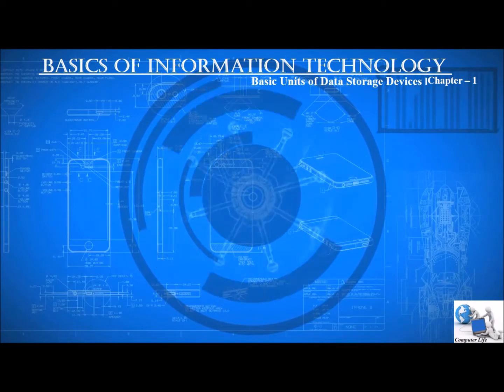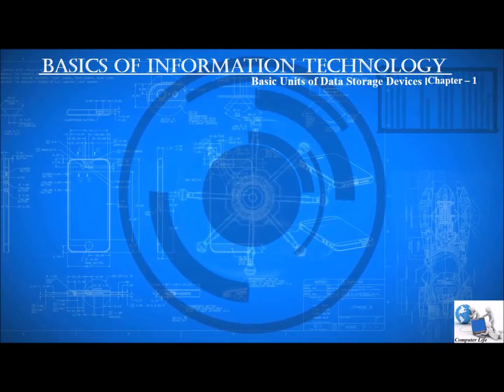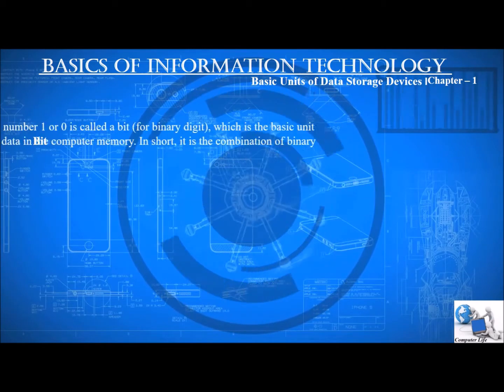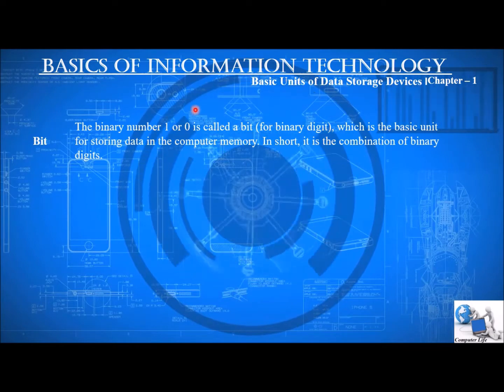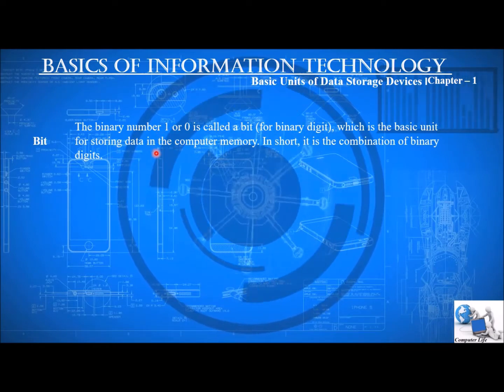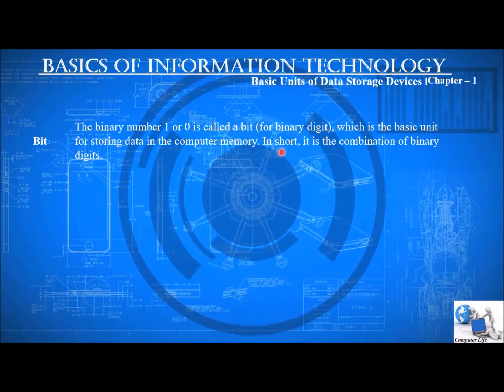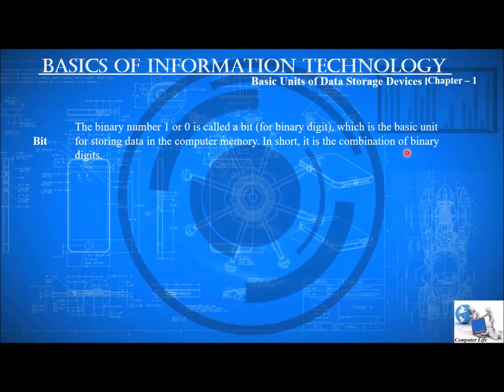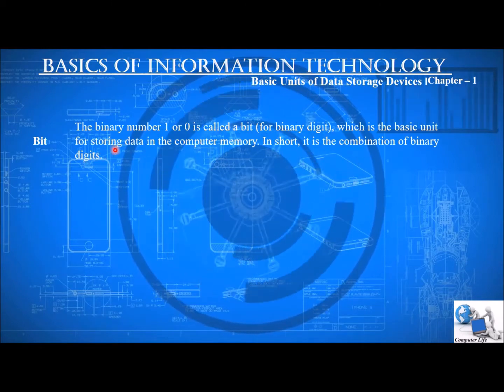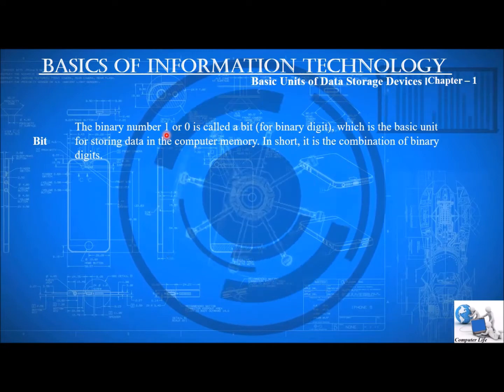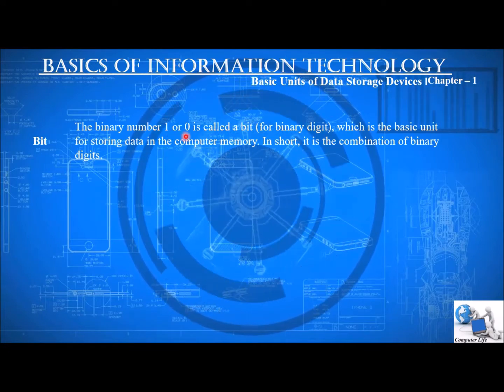There are 3 basic units of data storage. The number 1 is bit. Bit is a basic unit which we use to store data in the computer memory. In short, it is the combination of binary digits, and binary digits are the binary numbers, that is in the form of 1 or 0.